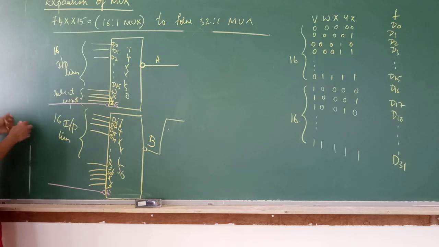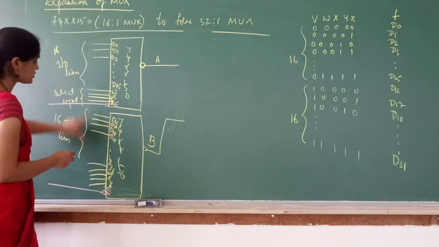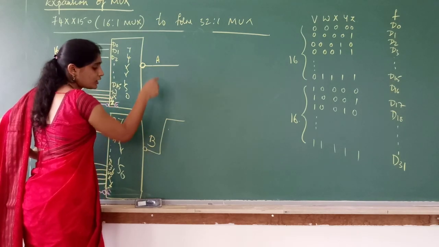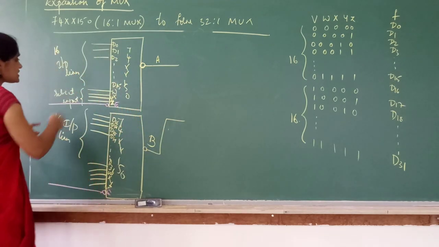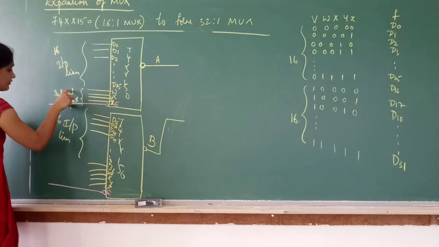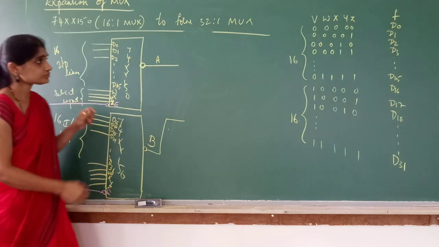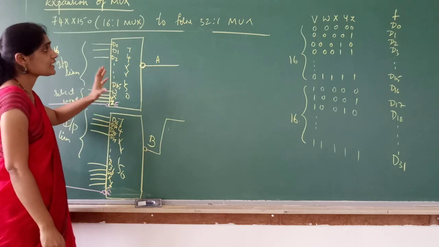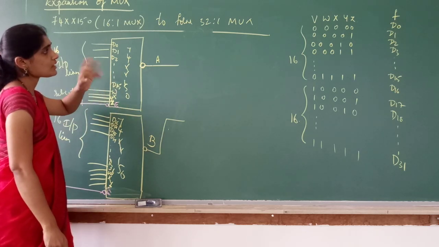So now, look at the connection. Now I have 16 inputs, 16 inputs, 32 inputs in total, and I must have only one output. I'll see what can be done here. First, let us decide the select inputs. Here 4, here 4. Now, before I make some modifications here, first let me understand what a 32:1 mux is and how it is going to work.